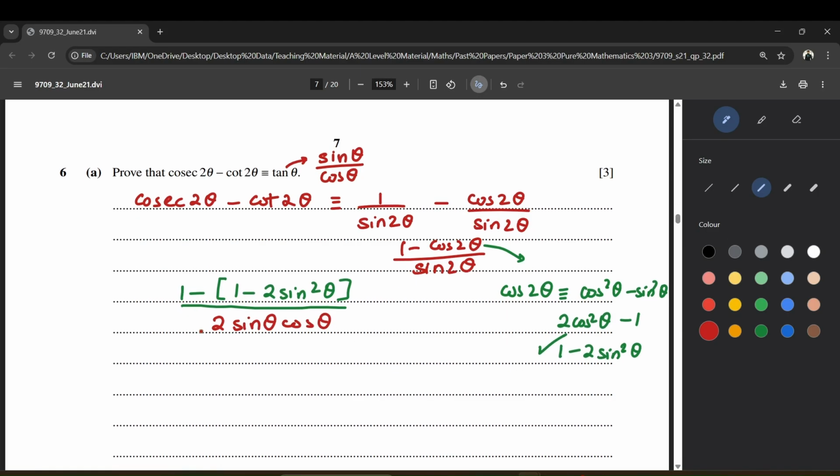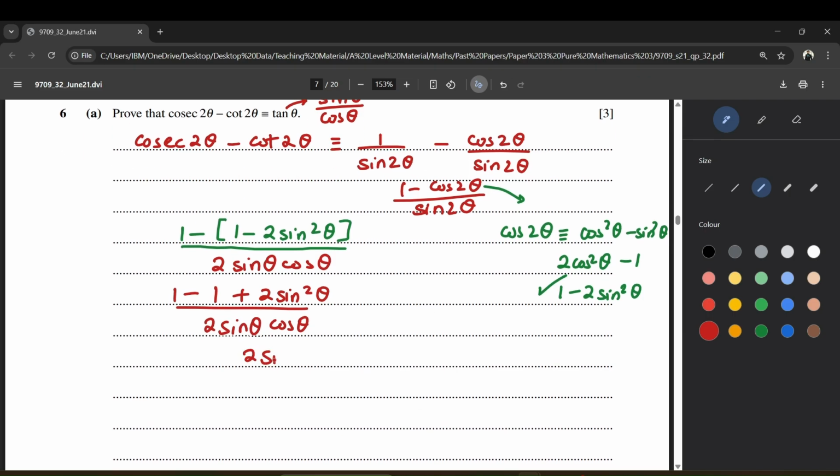All right, if I simplify this, we get 1 minus 1 plus 2 sine squared theta over 2 sine theta cos theta. 1 minus 1 will cancel out. We'll be left with 2 sine squared theta over 2 sine theta cos theta. One of these sine thetas will cancel, the 2's will cancel, and you will be left with sine theta over cos theta, and that would be equivalent to tan theta. And that's your answer.